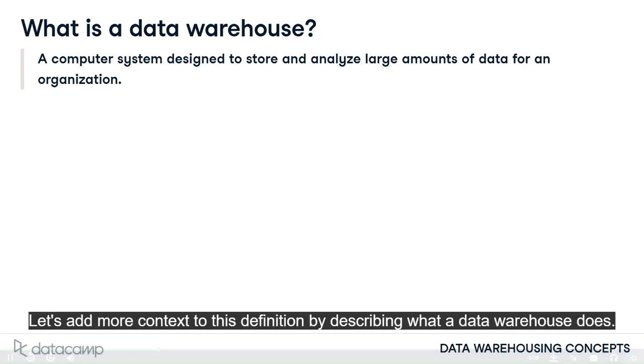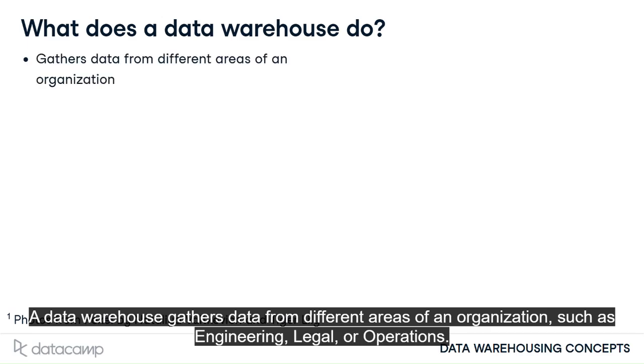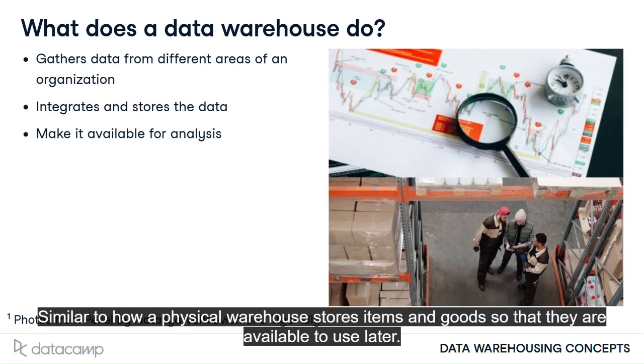Let's add more context to this definition by describing what a data warehouse does. A data warehouse gathers data from different areas of an organization, such as engineering, legal, or operations. Then it integrates and stores that data and makes it available for analysis, similar to how a physical warehouse stores items and goods so that they are available for use later.